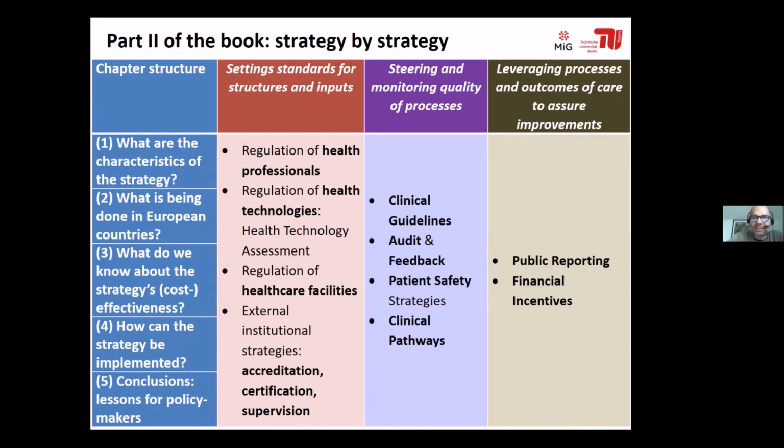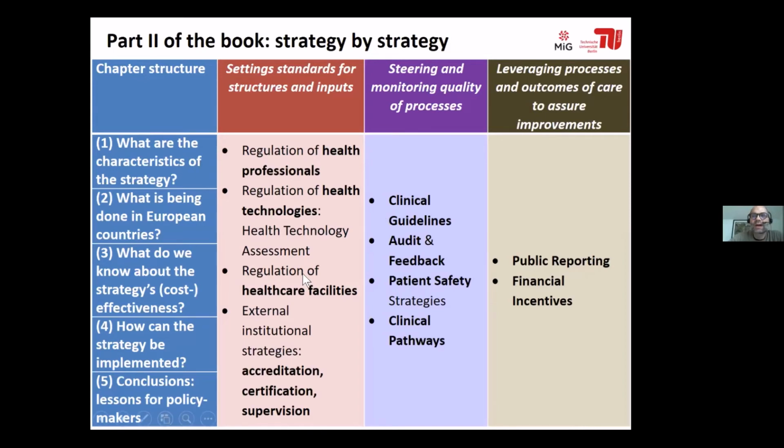As already stated by my previous speakers, all chapters follow an identical structure to enable the reader to actually compare the strategies. So we always looked at the question, what are the characteristics of the strategy? What is being done in Europe? What do we know about the strategy's cost effectiveness and first the effectiveness? How can the strategy be implemented? And last but not least, conclusions for policymakers.